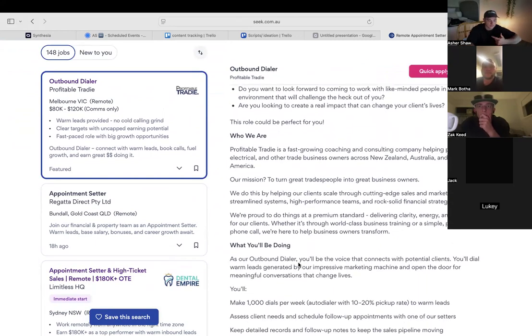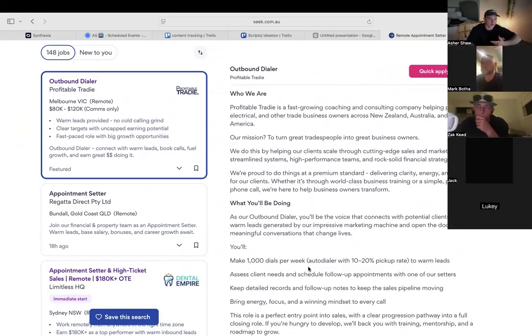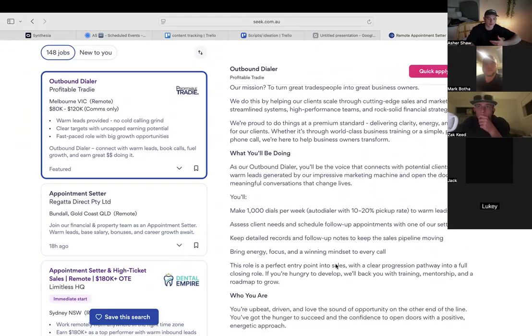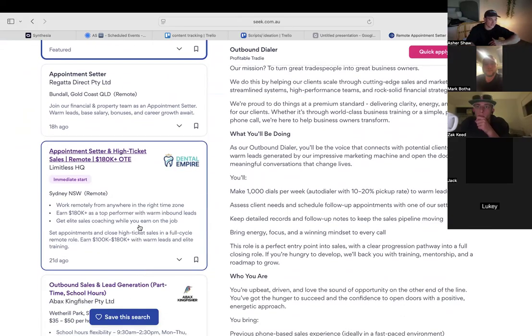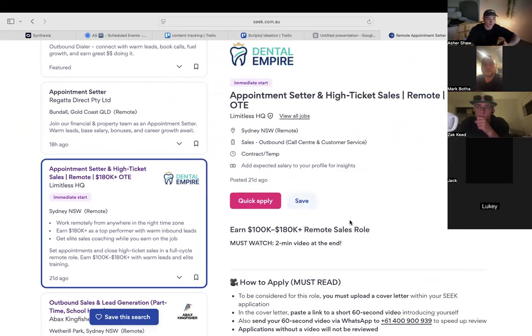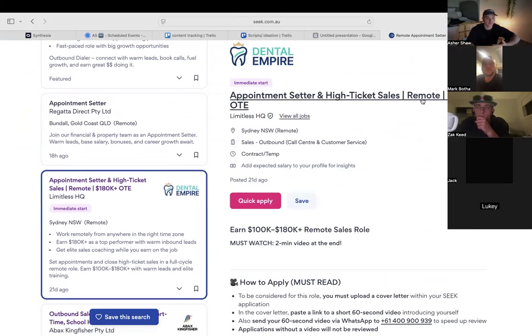But also, see, doing $1,000 a week, bro, that's going to cook your brain. 10 to 20% pickup rate. Not the most fun, but also a lot of money can be made. So fully remote is what you want to be looking for.